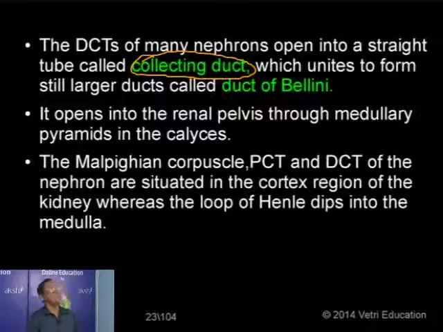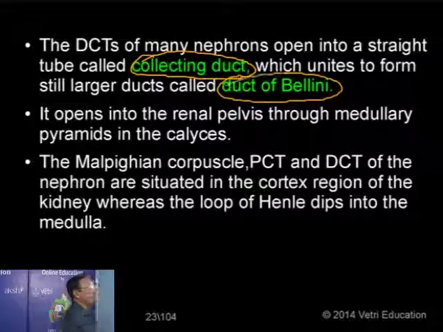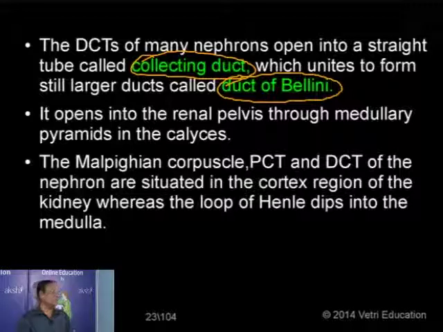Anyway, many nephrons open into a large tube called the collecting duct, which then unites to form a still larger duct called the duct of Bellini. This opens at the tip of the renal papillae into the renal pelvis. So it opens into the renal pelvis through the medullary pyramids in the calyces. In the calyces we have projections of the medullary pyramids, and they have the renal papillae. There you have the openings. Through these openings, the duct of Bellini normally discharges the urine that is formed into the renal pelvis.